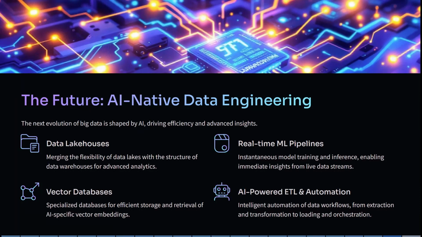Today, we are entering the next phase of big data, the AI native era. We now have data lakehouses, which combine data lakes and warehouses into one system. Real-time machine learning pipelines are becoming common. Vector databases are used for AI search and embeddings, and even ETL and data quality tasks are starting to be automated with AI tools. The future of data engineering is faster, smarter, and much more automated.